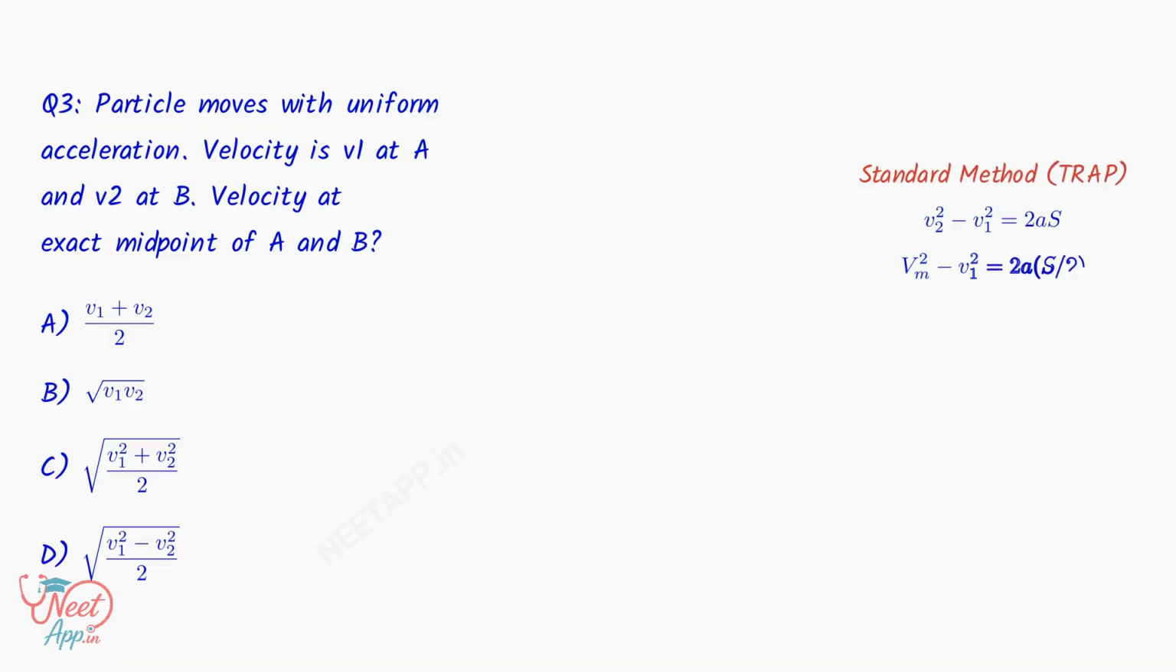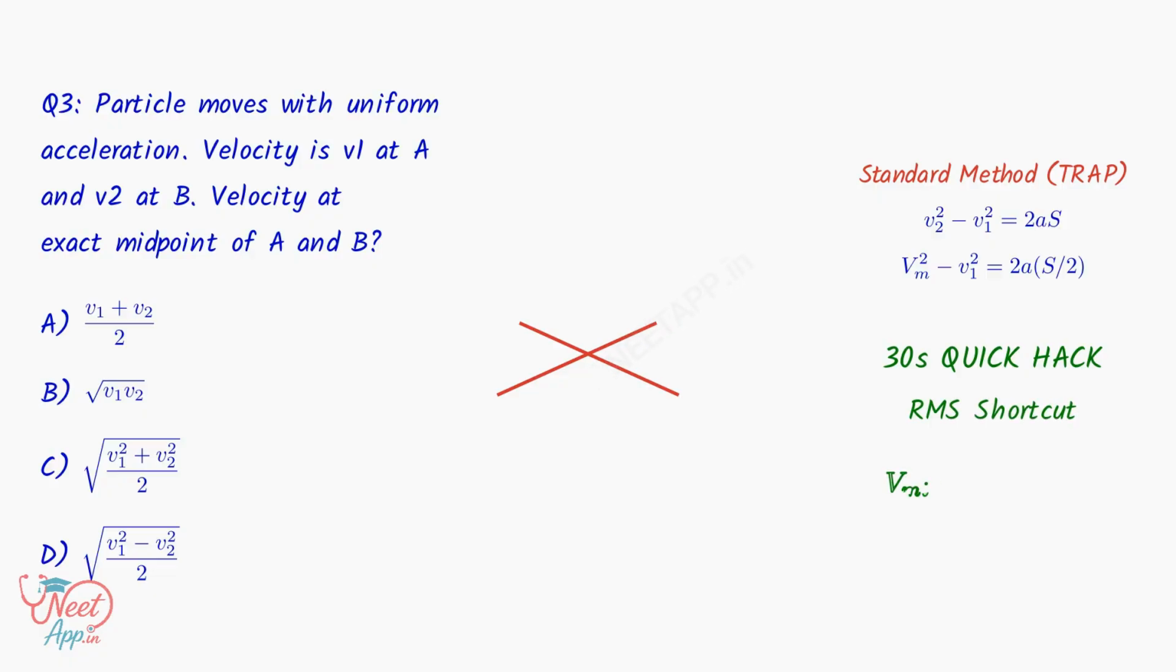You are taught to use v squared minus u squared equals 2as for the total distance to find the acceleration and then apply it all over again for the halfway point. That is a 3-minute algebra nightmare. Here is the 30-second hack, the RMS shortcut. For constant acceleration, the velocity at the exact midpoint of any displacement is simply the root mean square of the initial and final velocities. Look at the diagram.